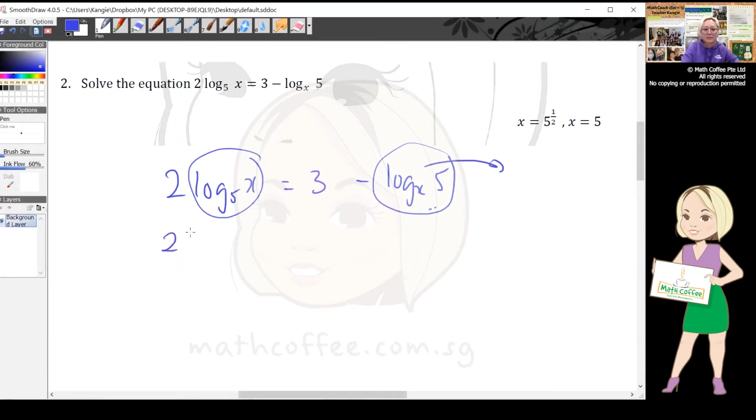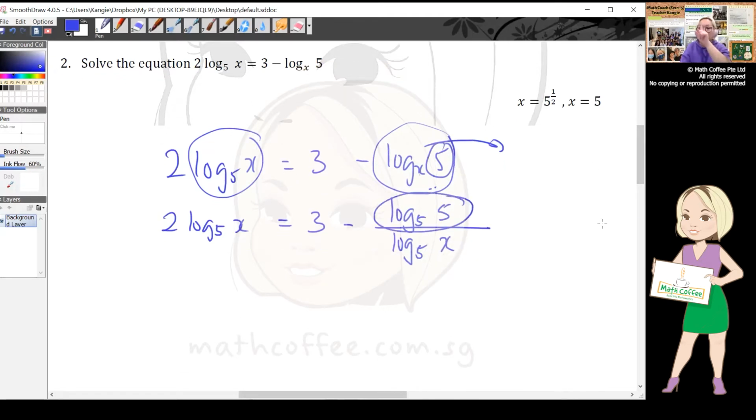Okay, so this one just remains the same. No change. Minus, put a fraction. I want to change to base 5. So you write log 5 and log 5 first. This 5 will be at the numerator. This x will be here. And remember just now I mentioned log_5 5 is 1 whole. So this is log_5 x equals 3 minus 1 whole over log_5 x.